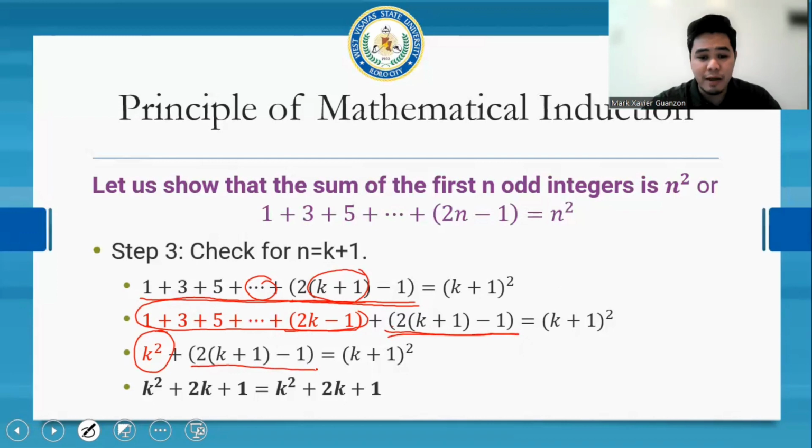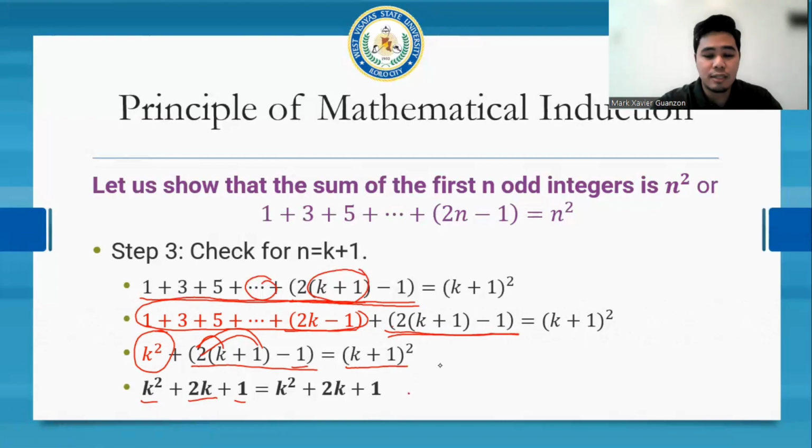Now if I'm going to simplify both the left-hand side and the right-hand side of the equation, distributing this, 2 times k is 2k, 2 times 1 is 2. So I just copy the k squared, 2 times k is 2k. Then since I have here 2 times 1, that's 2 minus 1, we will be left with 1. So k squared plus 2k plus 1 will be equal to our right-hand side of the equation, which, if I'm going to expand that binomial, will also be equal to k squared plus 2k plus 1.